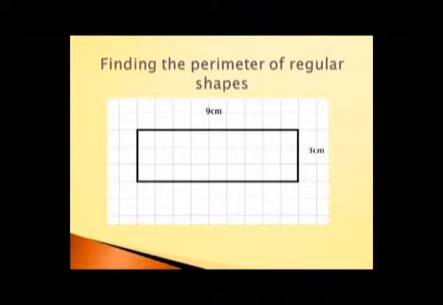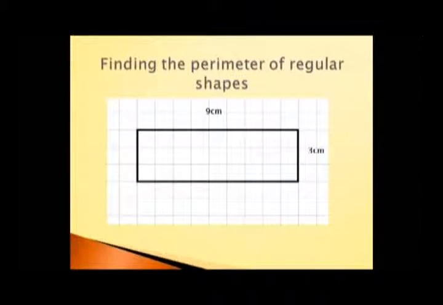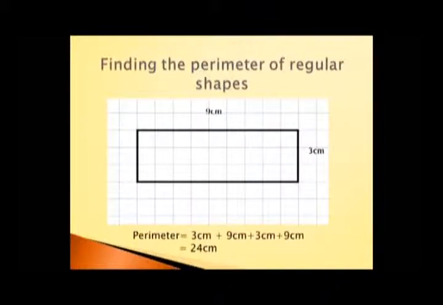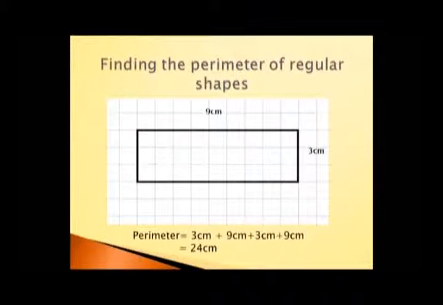Here we have the length for one long side and also the length for one short side. Can you now use the information shown here to calculate the perimeter for the rectangle here? Let's check to see if you are correct. Perimeter equals 3 centimeters plus 9 centimeters plus 3 centimeters for the other short side plus another 9 centimeters for the other long side, and we have a total of 24 centimeters. Let's move on.